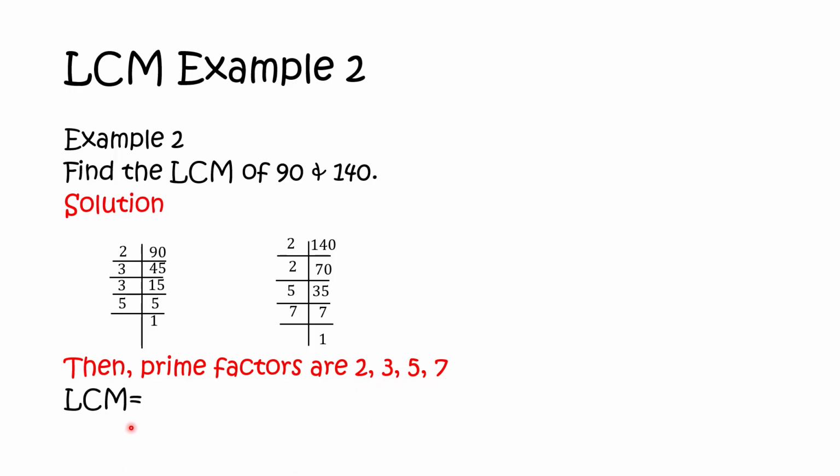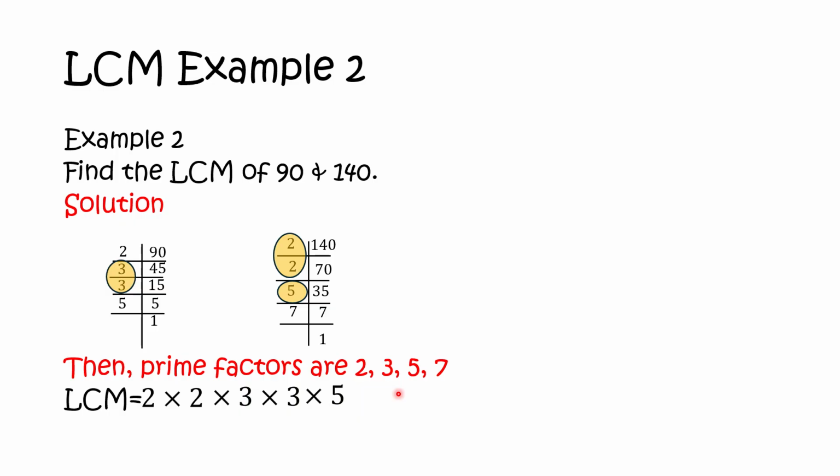Now, we hunt for where 2 appears the most. 2 appears the most in 140 because it appears 2 times. We select the 2. We go for 3. Where does 3 appear the most? 3 appears in 90. It appears 2 times. So we select 3 2 times. We go for 5. 5 appears in both numbers, but once. So we just select one of the 2, either from 90 or from 140. The difference is the same.